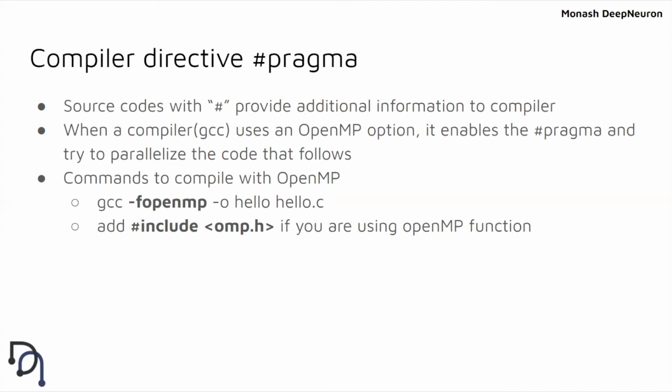And there are also some commands when you compile with OpenMP. When you compile with OpenMP, you need to add the argument -fopenmp. You also need to include omp.h if you're using OpenMP functions.